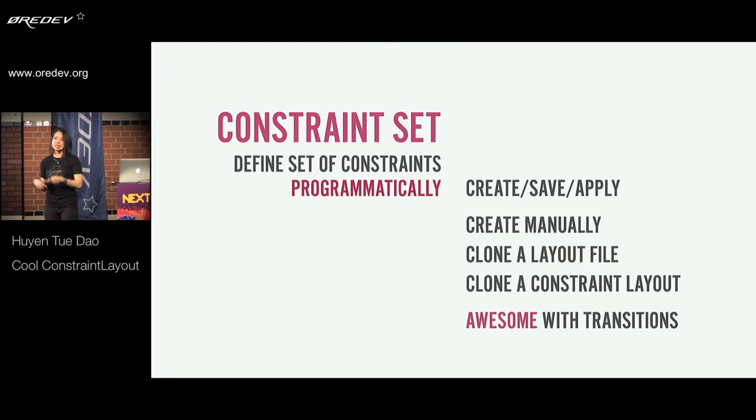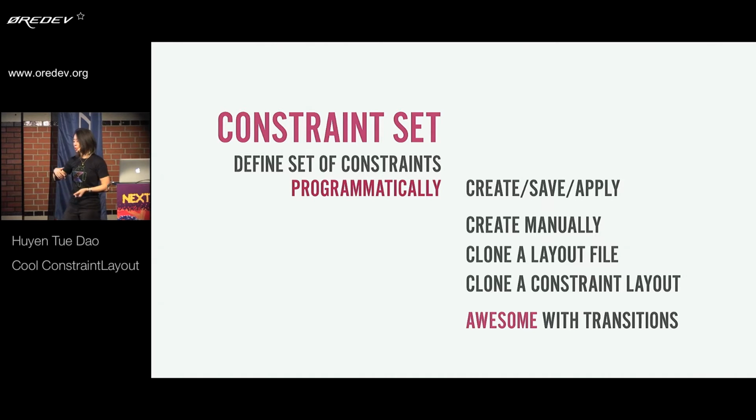The first is manually: you create a new instance of constraint set and then call a bunch of methods on the constraint set API and build very specifically those edge constraints, center constraints, and dimension constraints. You can also create a constraint set by cloning a layout file. So a layout resource file that you might normally have in an Android project, you can clone it and it will build a constraint set object for you and basically inflate, for lack of a better word, those constraints into the constraint set. And finally, you can take an existing constraint layout that you already have, some kind of reference, and clone that as well, and it will copy all of those relationships into the constraint set. Now, one of the most compelling cases for constraint set is with transitions.